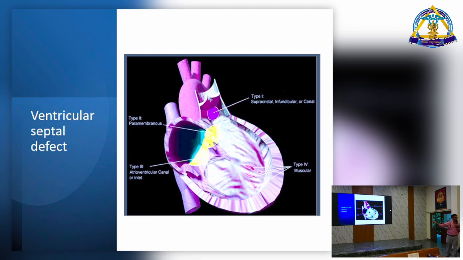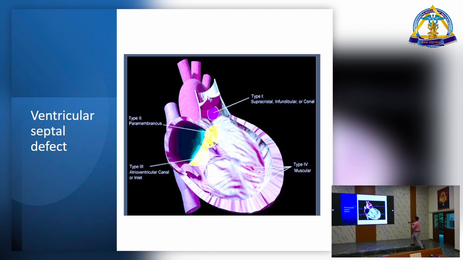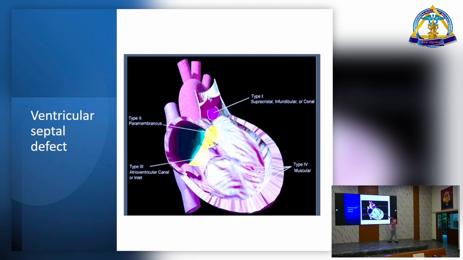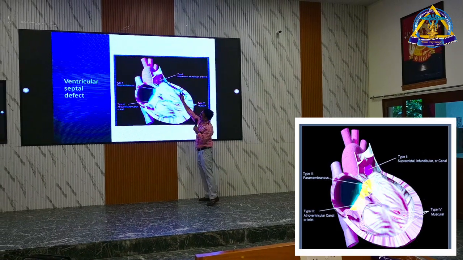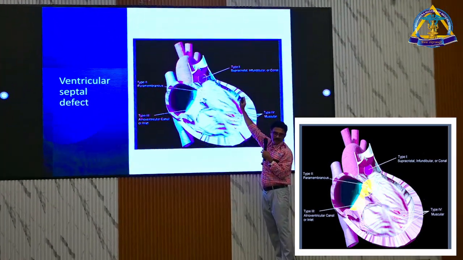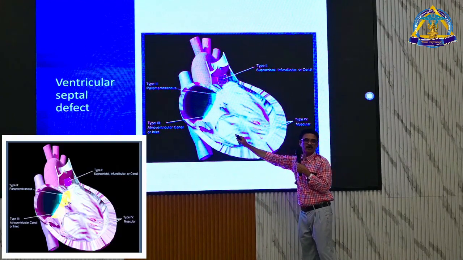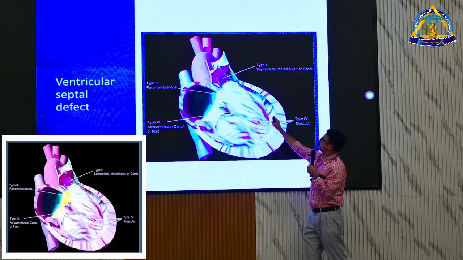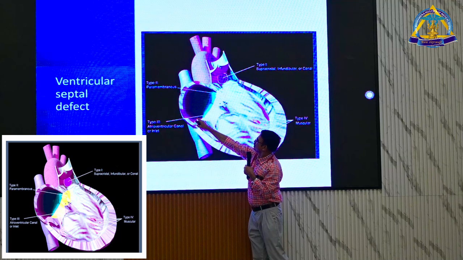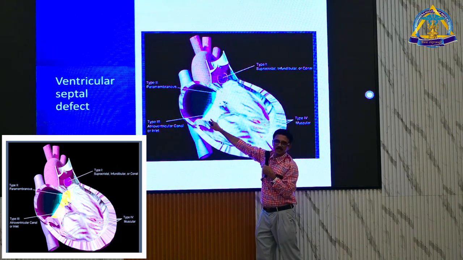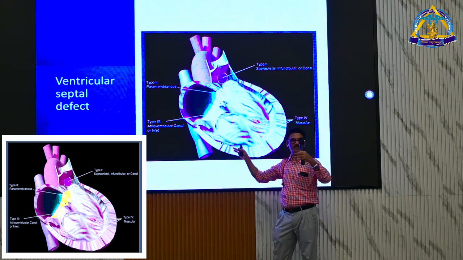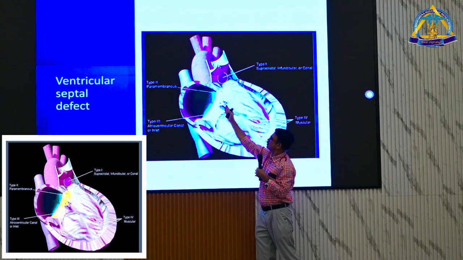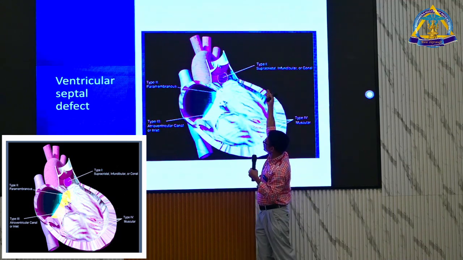Now I will tell you about the different types of VSD, which depend on the position. Imagine you are looking from the left ventricle side, with the right ventricle on the other side. So you are seeing the left ventricular side of the interventricular septum. In this area there is the inflow of blood; blood is coming into the chamber. On this side is the left ventricle, on the other side the right ventricle.